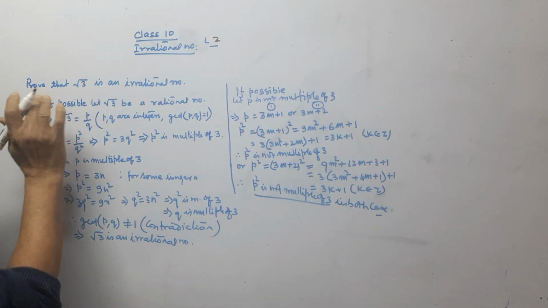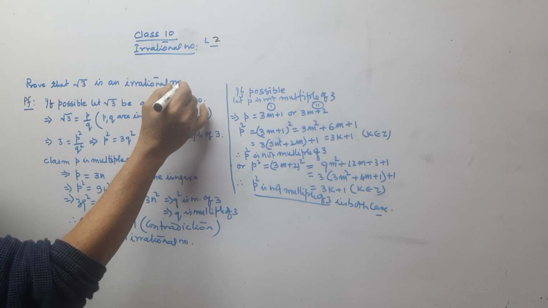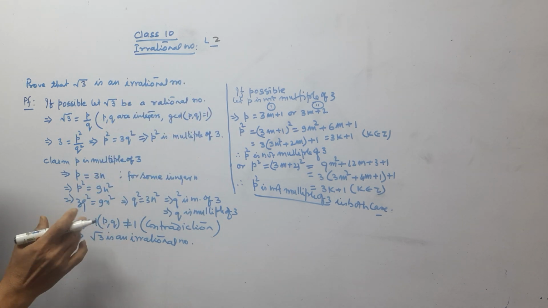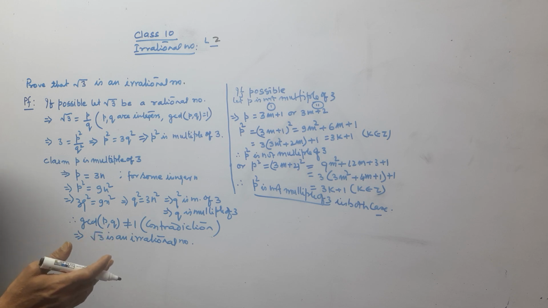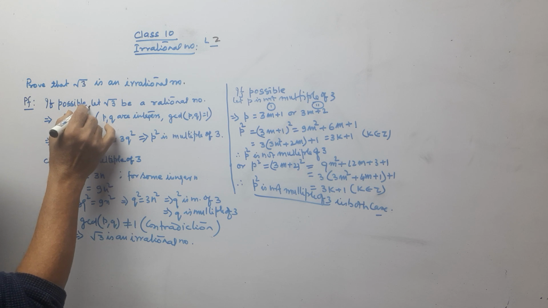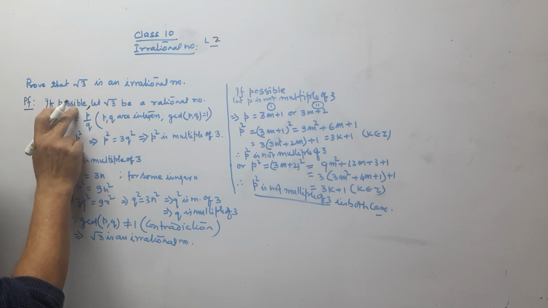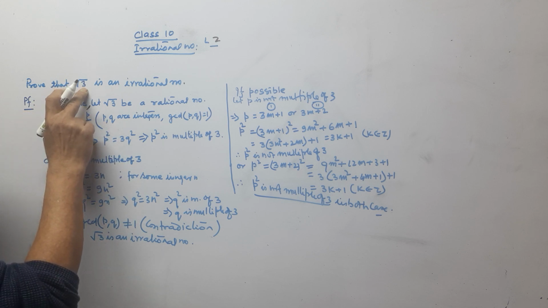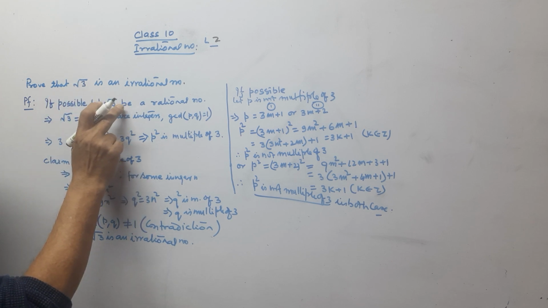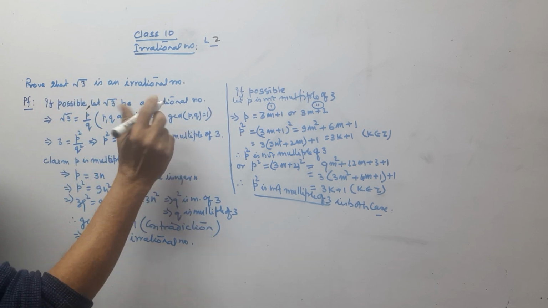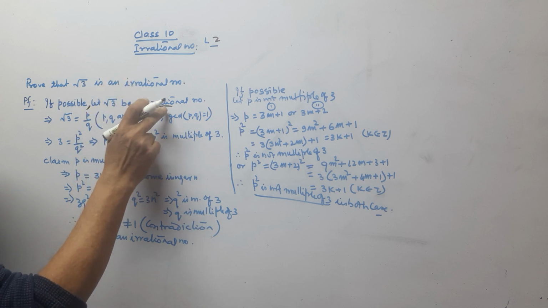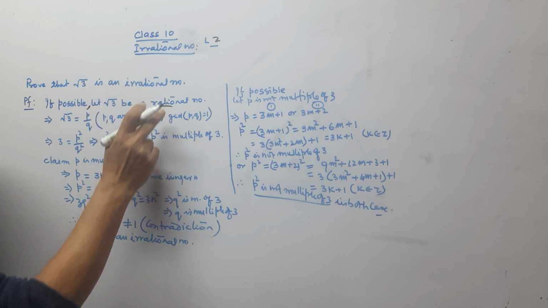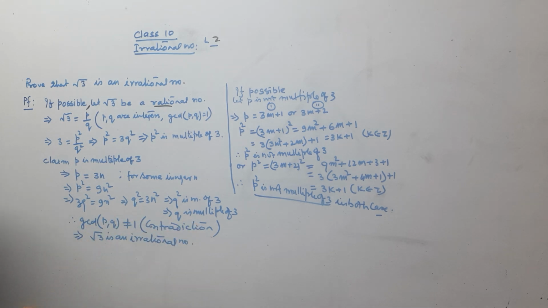See, prove that root 3 is an irrational number. So we start the proof using the method of contradiction. What is method of contradiction? See here. If possible, suppose root 3 be a rational number. We have to prove irrational, but we have supposed rational. So must we get the contradiction?